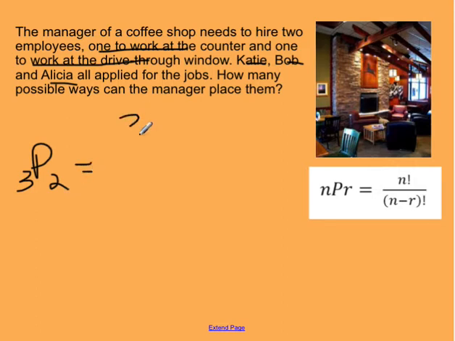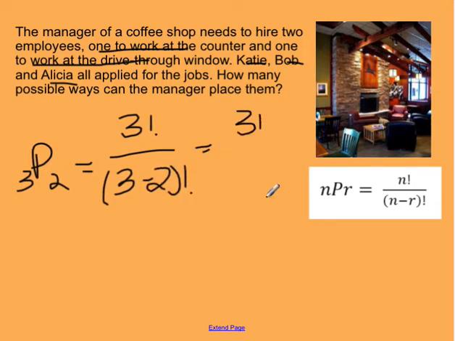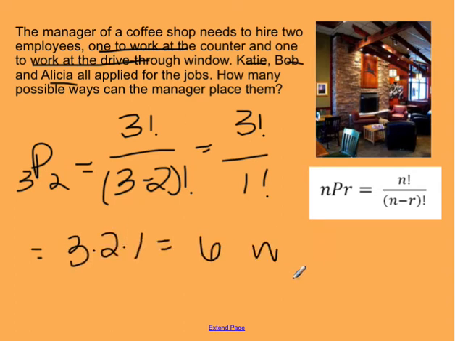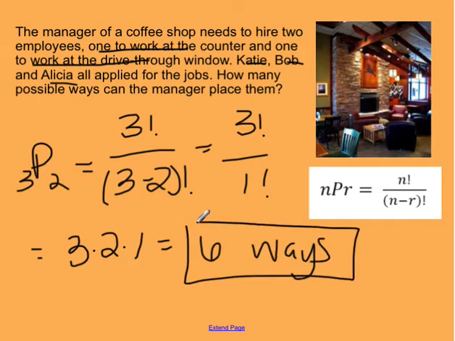So then we have 3 factorial divided by 3 minus 2 factorial. So then I get 3 factorial divided by 1 factorial. Now remember that 1 factorial is really just 1. So all I'm doing right here is 3 factorial. So I'm doing 3 times 2 times 1, which gives me 6. So there's 6 ways you could assign each of those people to different jobs. Let's take a look at number 3.